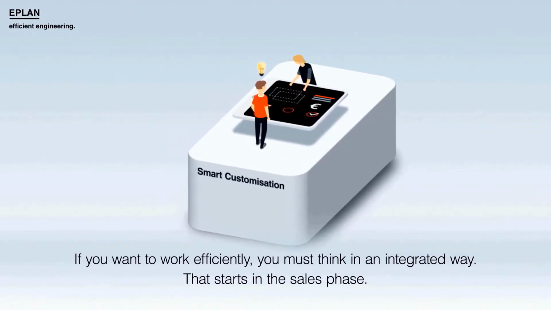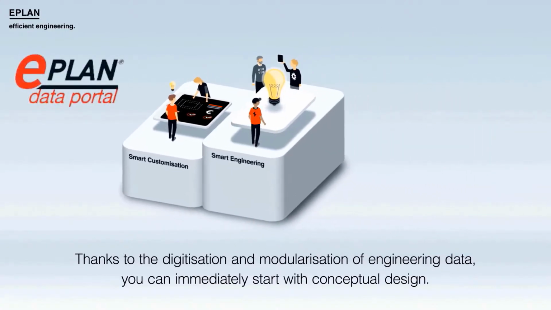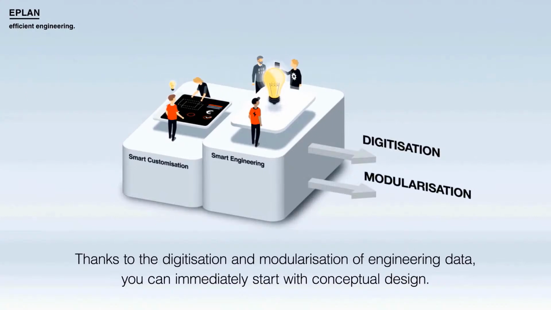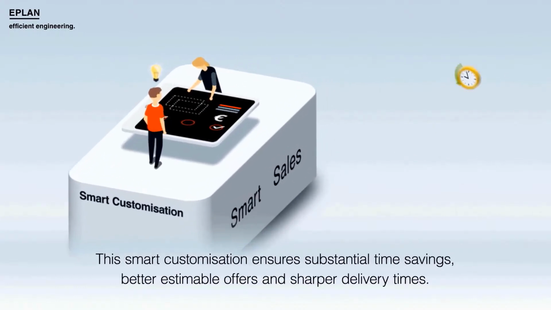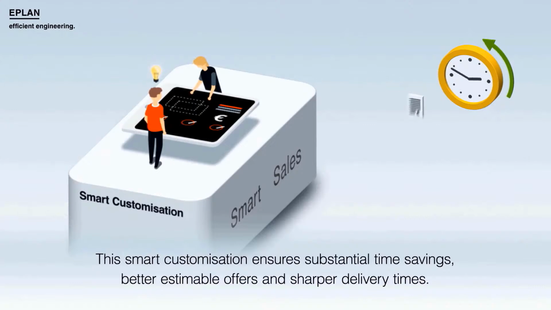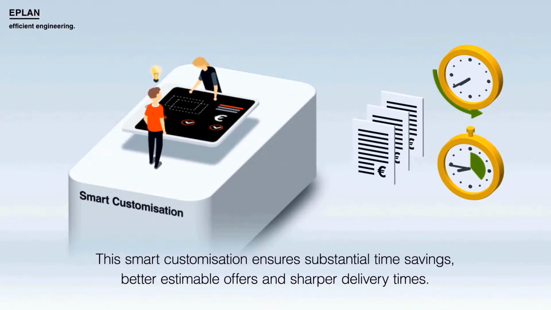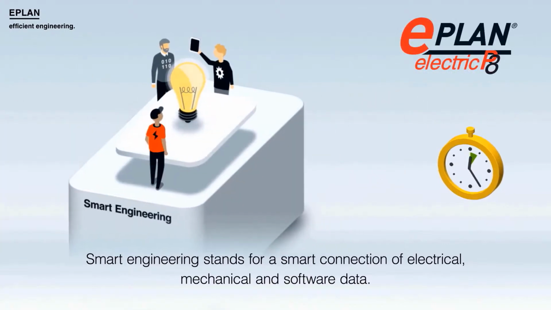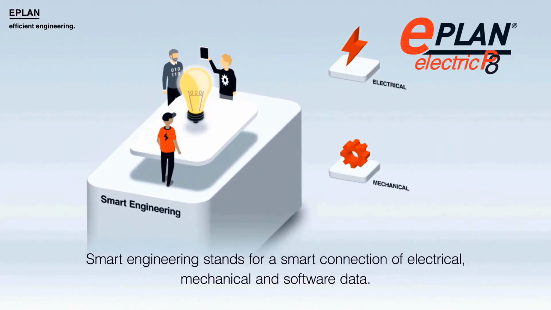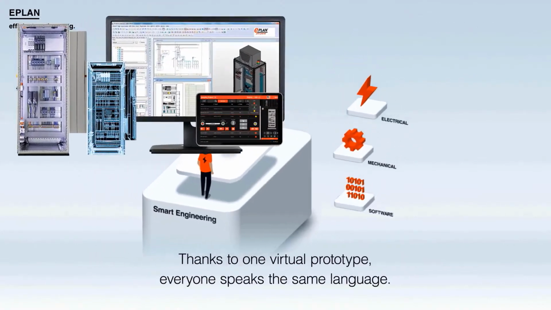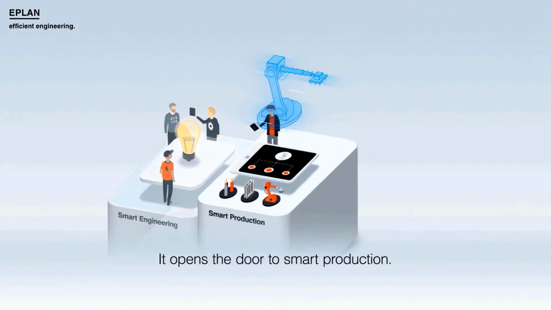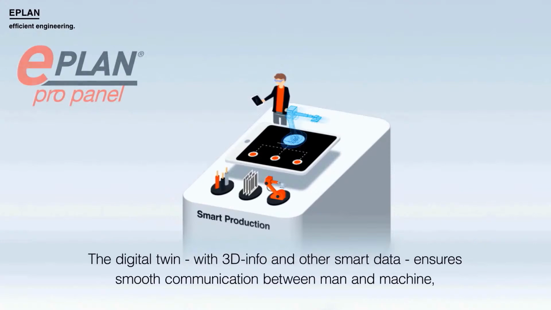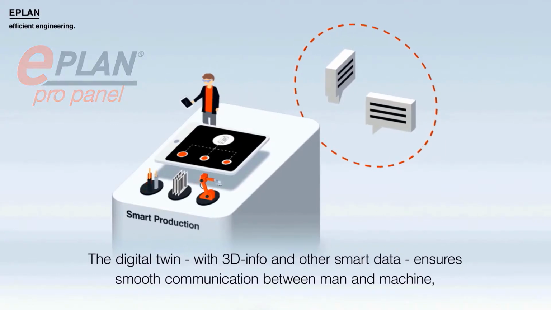That starts in the concept phase. Thanks to the digitization and modularization of engineering data, you can immediately start with conceptual design. This smart customization ensures substantial time savings, better estimable offers, and sharper delivery times. Smart engineering stands for a smart connection of electrical, mechanical, and software data. Thanks to one virtual prototype, everyone speaks the same language. It opens the door to smart production. The digital twin with 3D info and other smart data ensures smooth communication between man and machine.